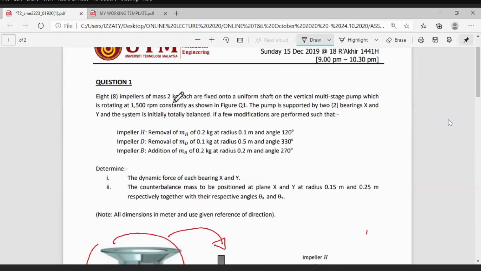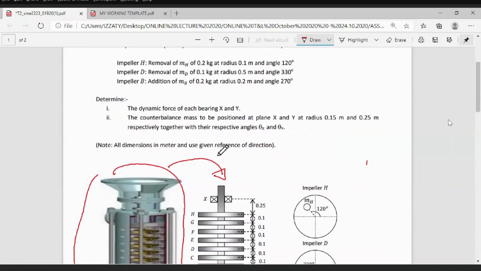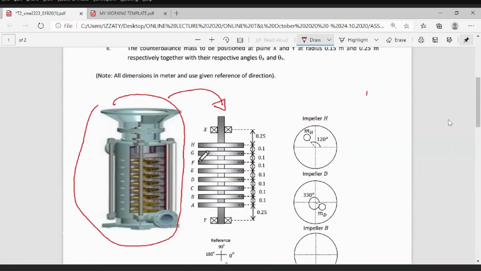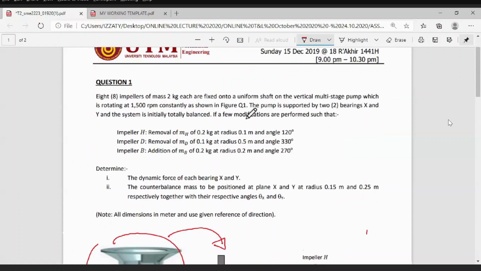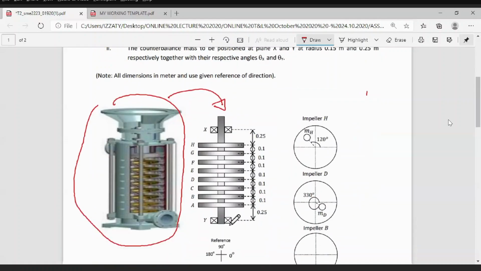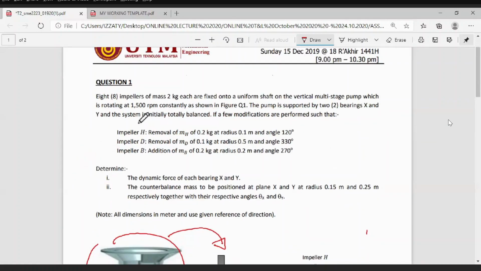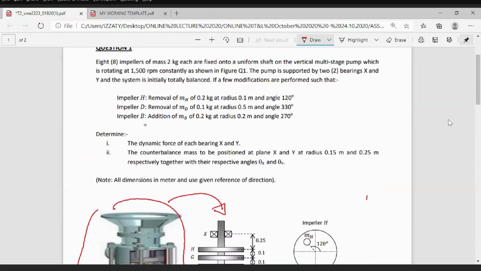Okay, you have the 8 impellers, mass 2 kg each, fixed onto a uniform shaft. The uniform shaft will be this one inside here. This is presented here, and this is for the vertical multi-stage pump, which is rotating with a speed of 1,500 constantly, as shown. The pump is supported by 2 bearings, X and Y. And the system is, look at it, initially totally balanced. What does this mean here?